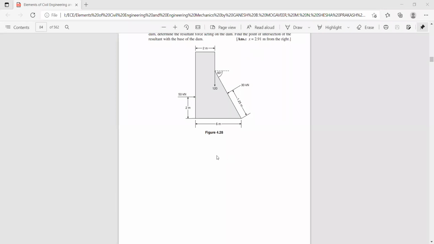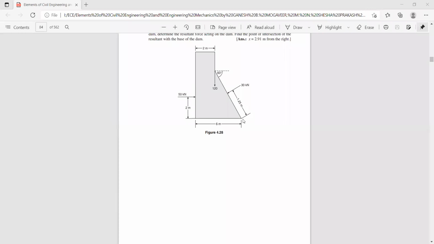R into D is equal to sigma MA. That is whatever value you got, 392.56, divided by the resultant value you got. How much is R? So you'll get the position of the resultant, D. 2.86. Okay. The resultant is somewhere here. It is acting like this.